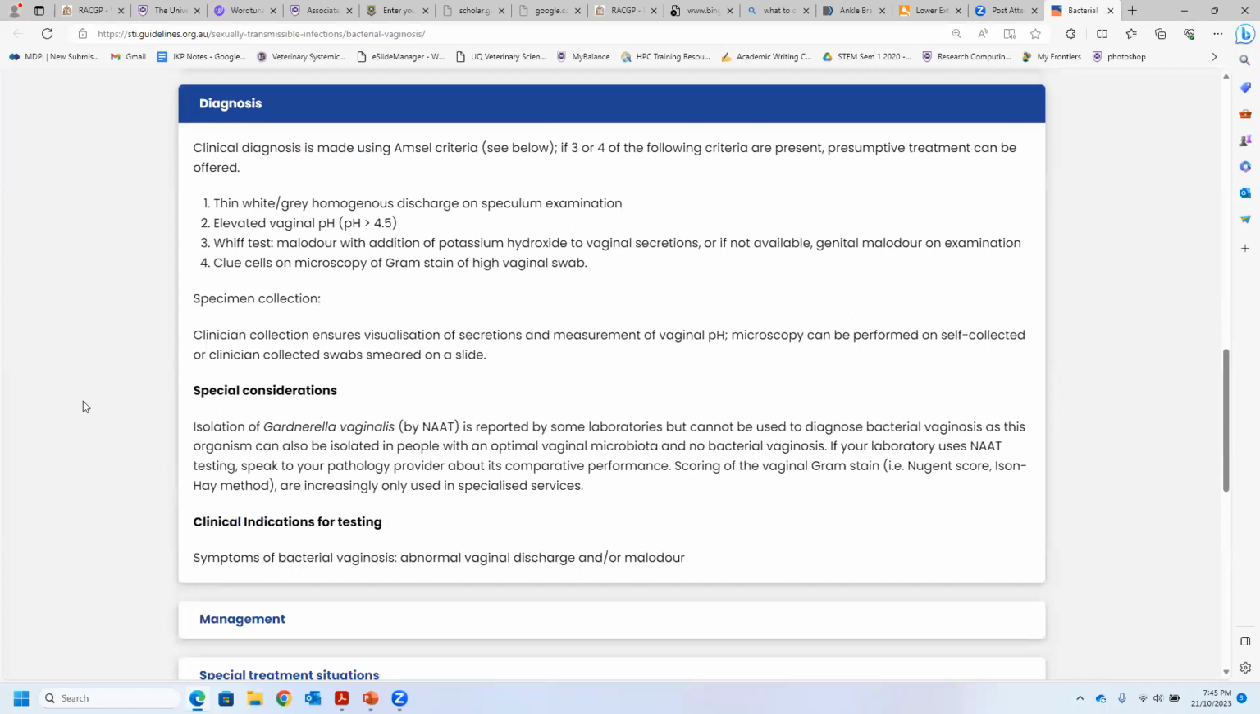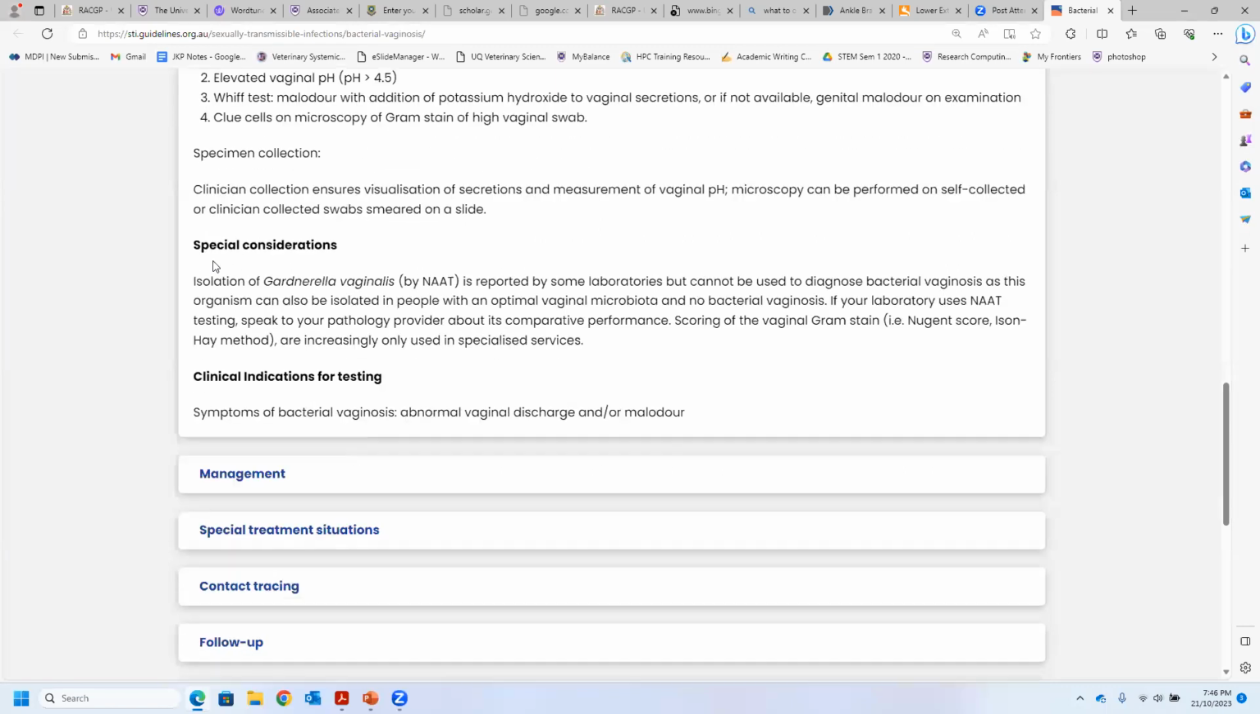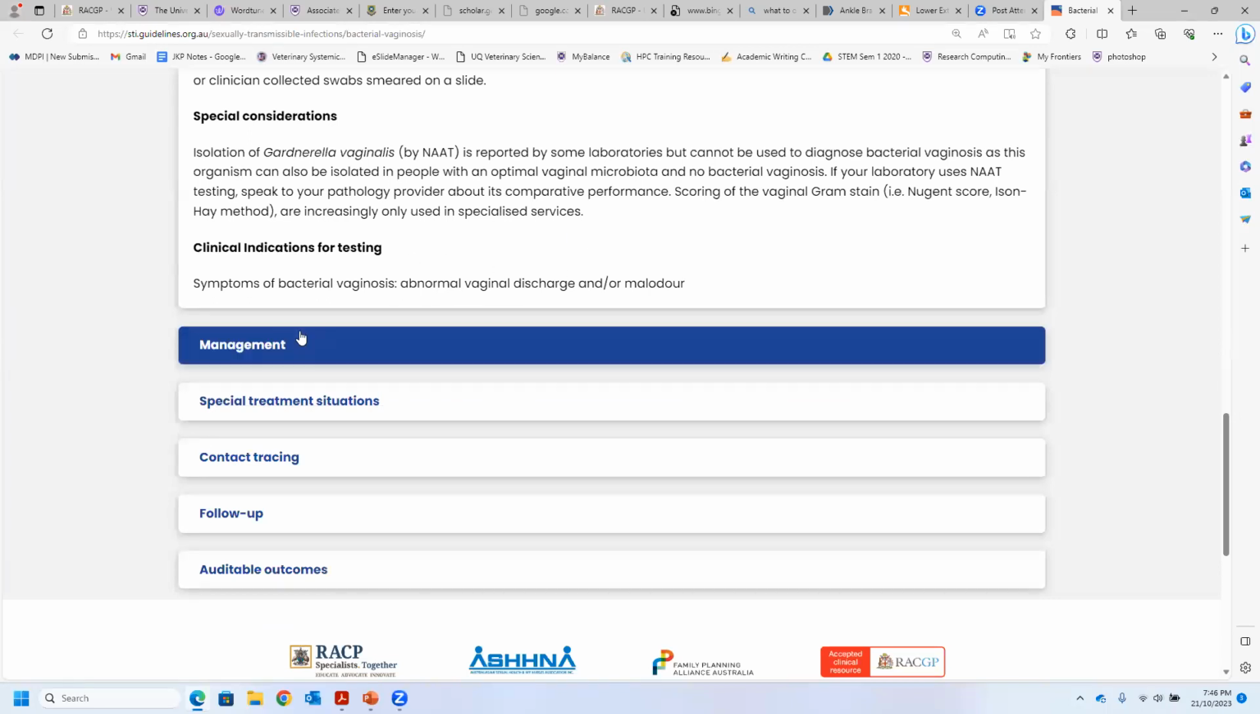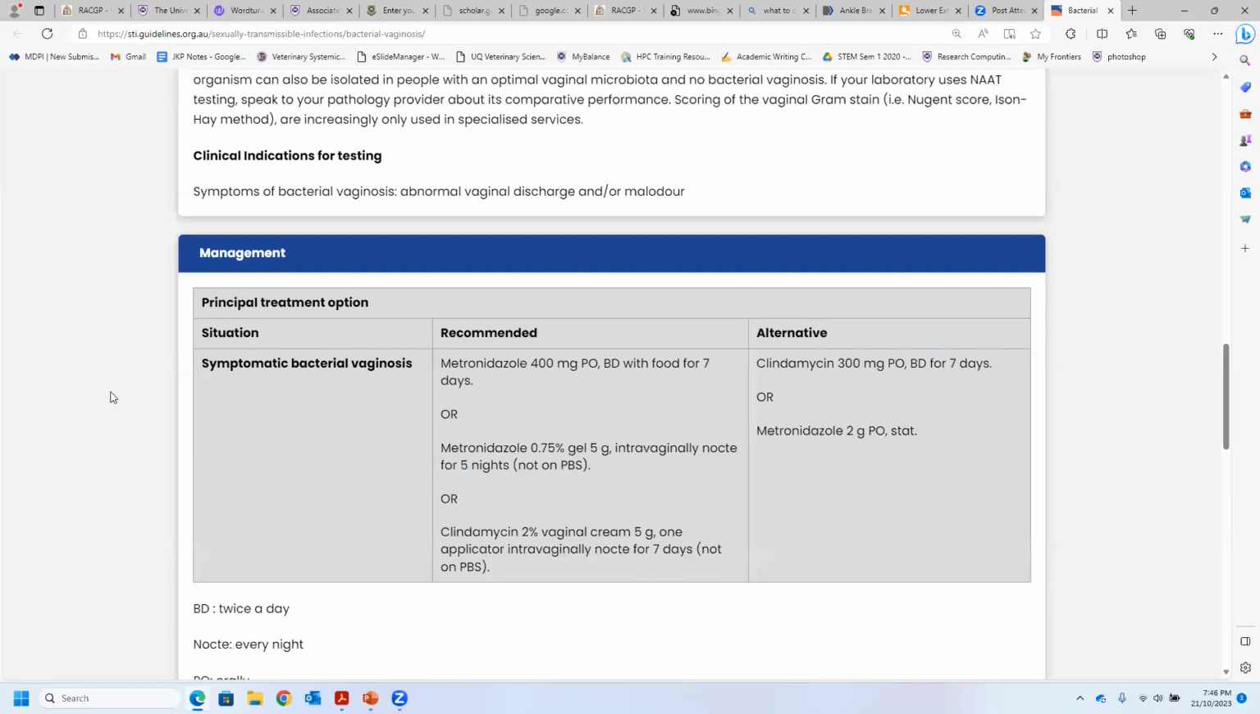Diagnosis. How do we make a diagnosis? We do a speculum examination. We can check the vaginal pH, which will be alkaline. We do a whiff test. And whenever we take a swab for culture and microscopy, it shows clue cells. Self-collection can be done, or you can do it while you're doing the speculum examination.